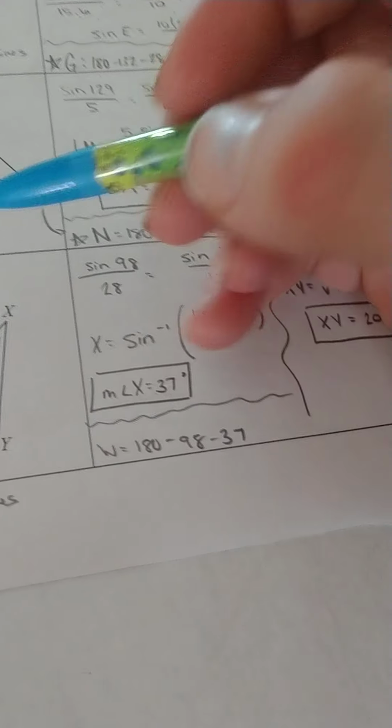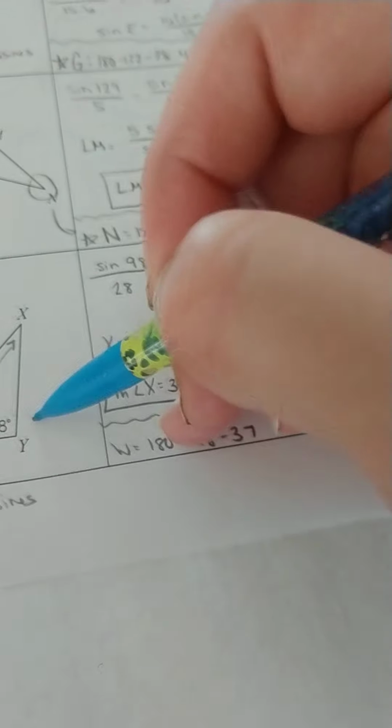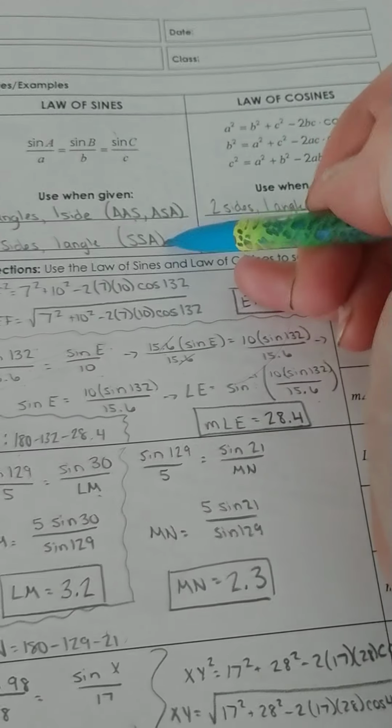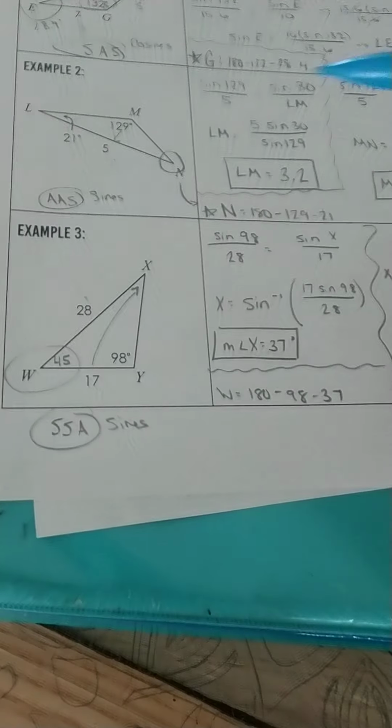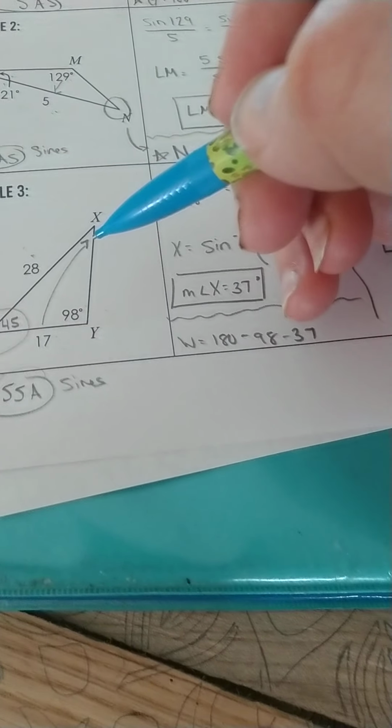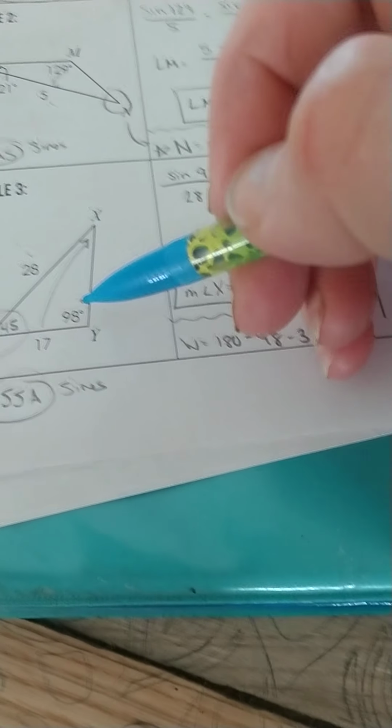All right. You've got an angle, side, side. Well, that's ASS. Remember, no bad words in math class. So we come back up here. Hey, it's not listed as ASS, it's listed as SSA. So again, this is a law of sines.